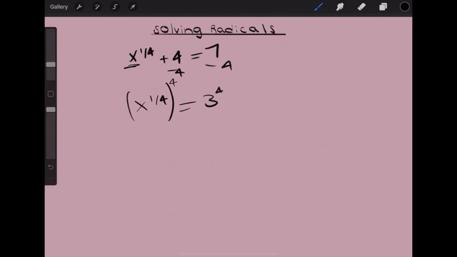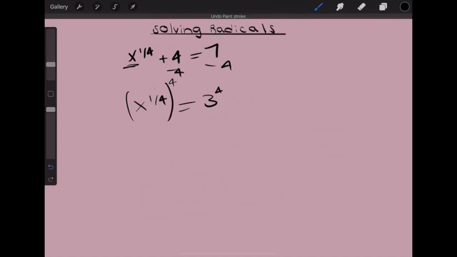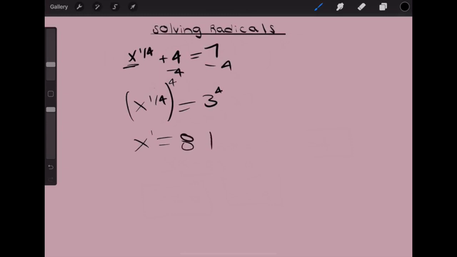And also, 1/4 is the same thing as a 4th root, just like you could write 1/2 as the same thing as square rooting something. So yes. Either way, this would cancel out if you multiplied it together. It would just equal 1. So now we would have x to the 1 is equal to 81. And that is your answer.